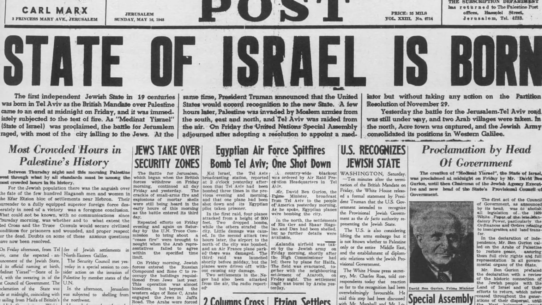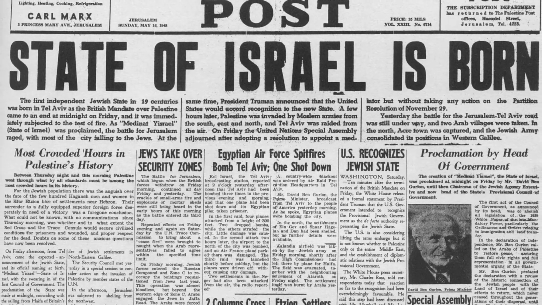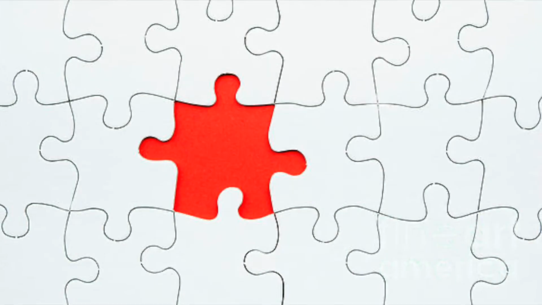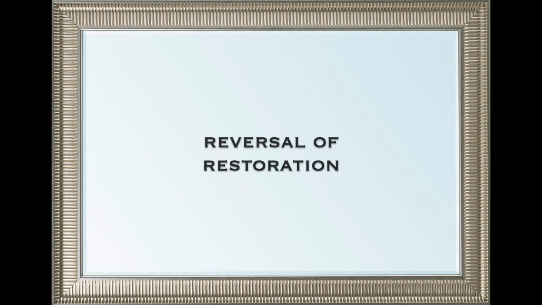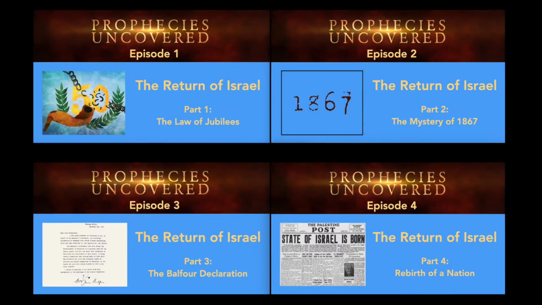Now we have seen the completion of the return to the land of their ancestral possession. What about the spiritual return? And when? This is the final door that we need to enter. This missing piece of the final puzzle. As we have seen in the law of reversal of restoration, we can expect that the spiritual return will come in stages like what we've seen in the physical.